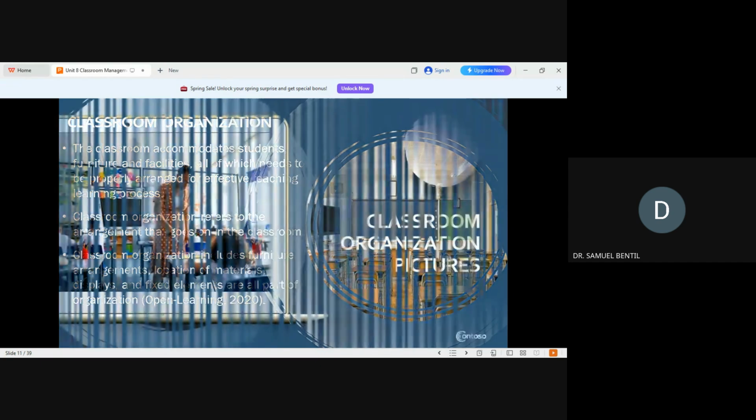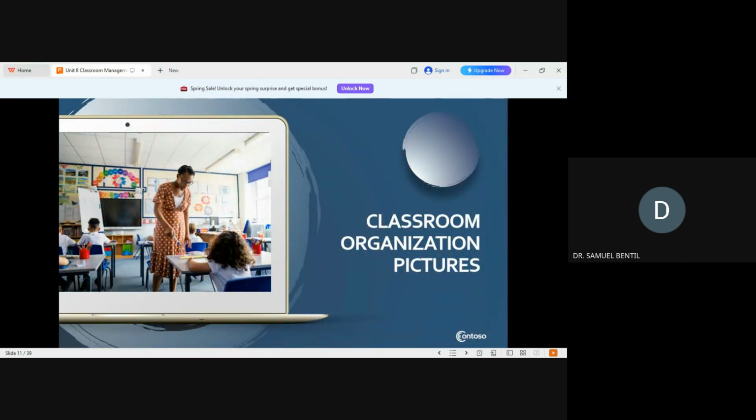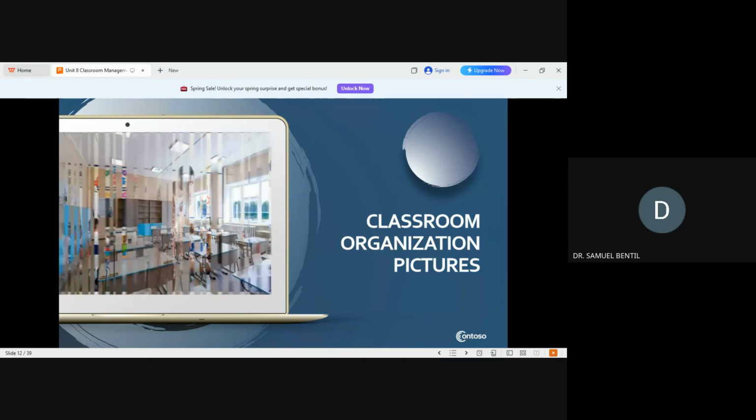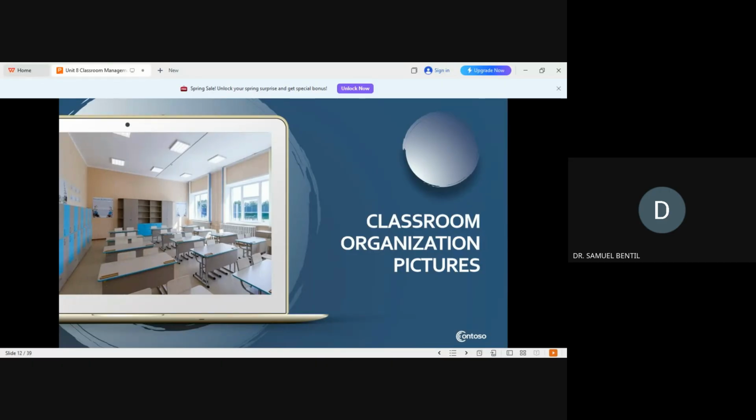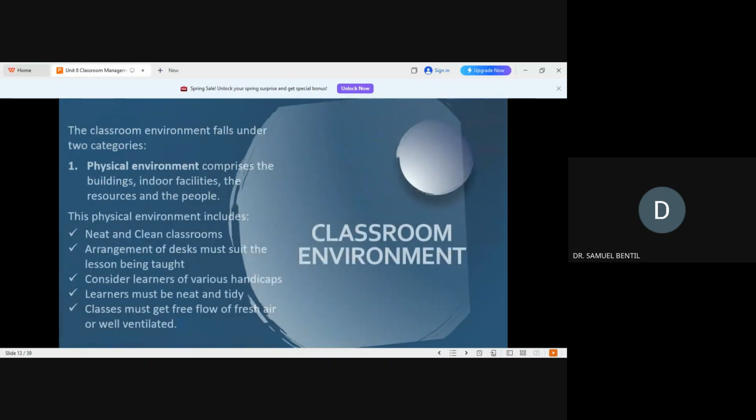If you look at this, it is a typical picture of a Montessori classroom, and you can look at this one too. These are examples of what we talk about as arrangement: how the desks have been arranged, the location of the cupboards, the drawers, the windows for ventilation. All these arrangements are what we refer to as classroom organization.